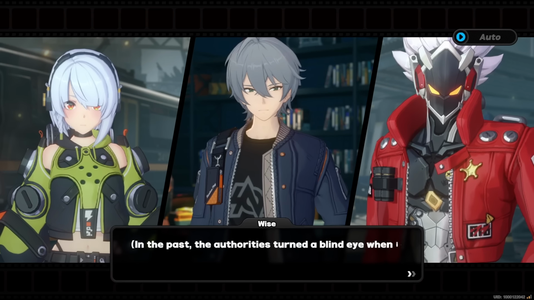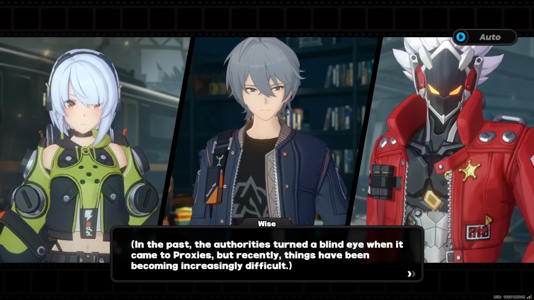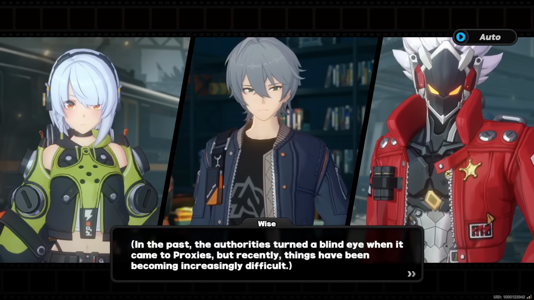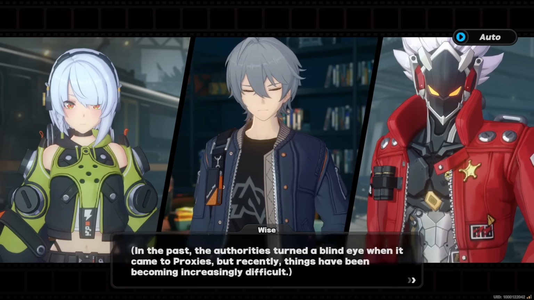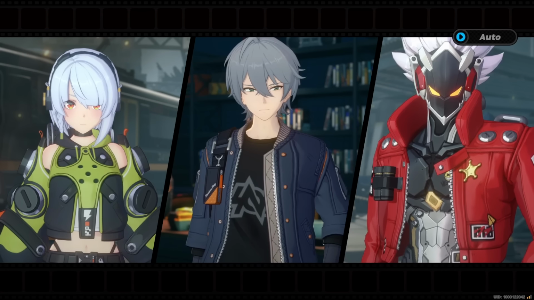In the past, the authorities turned a blind eye when it came to proxies. But recently, things have been becoming increasingly difficult. Now, the lore reason why proxy work is illegal is that they enable Hollow Raiders to go in Hollows.